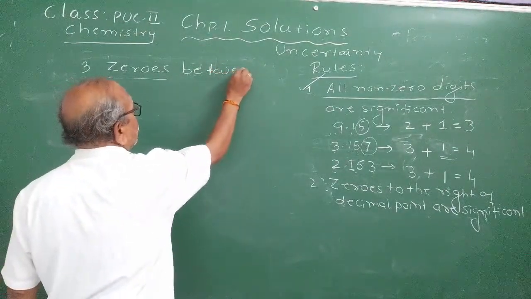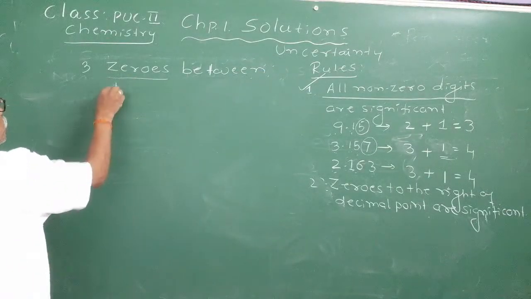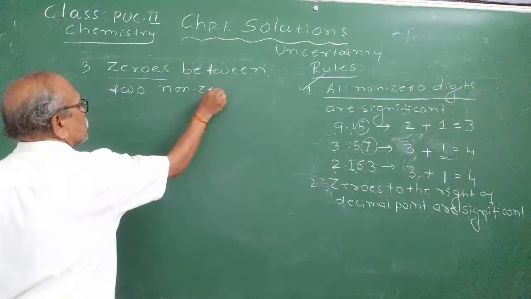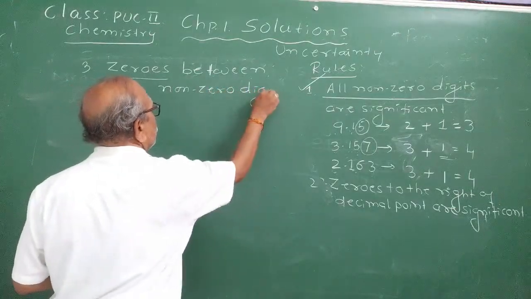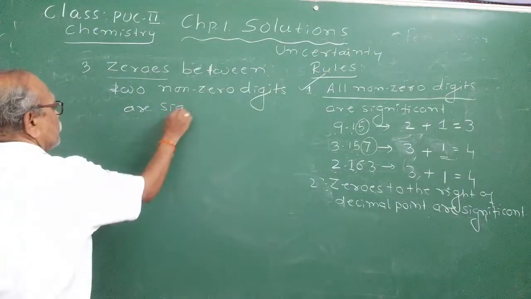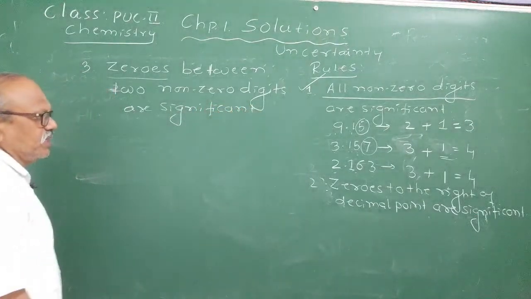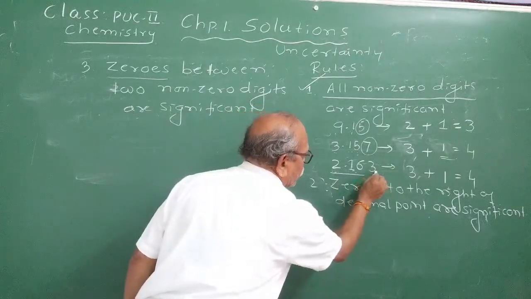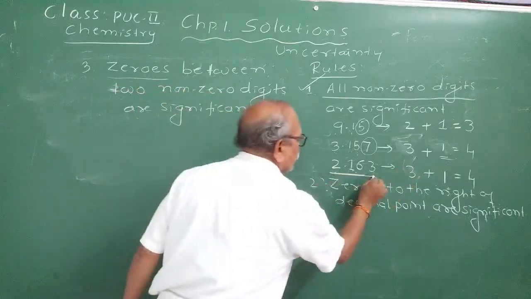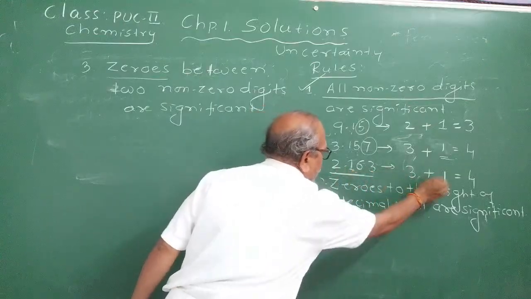Zeros between two non-zero digits are significant. Significant means what is the number with certainty? Last one digit will be uncertain. Plus or minus one digit will be uncertain. Total number of significant figures are 4, right? Except the last one, the first 3 are certain, and the last one is uncertain.